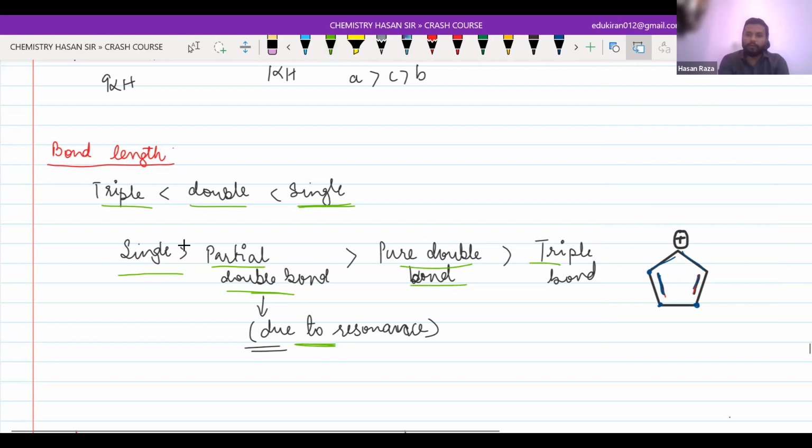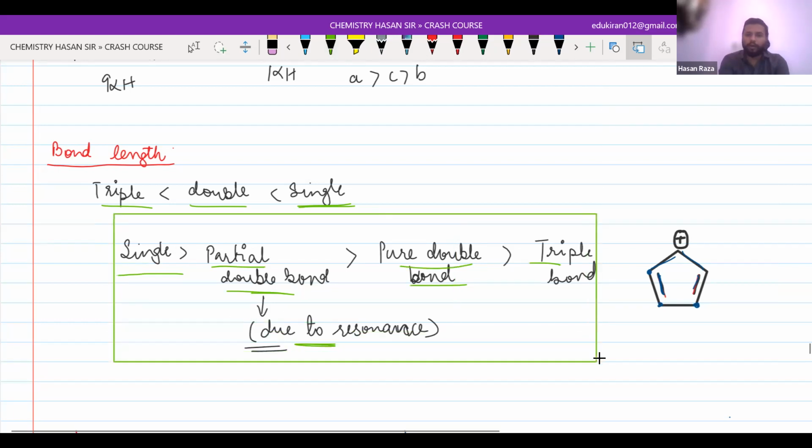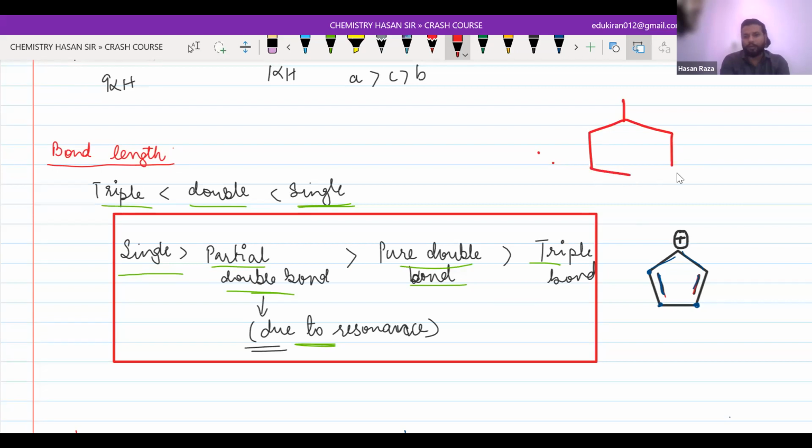This is the order of bond length. The lengthiest bond length is of single, then partial double bond. As you can see, I'm talking about this. Let's say this is your chlorine. Chlorine has a lone pair, which is single, but due to resonance, there will be partial double bond character in this. This is your pure double bond.